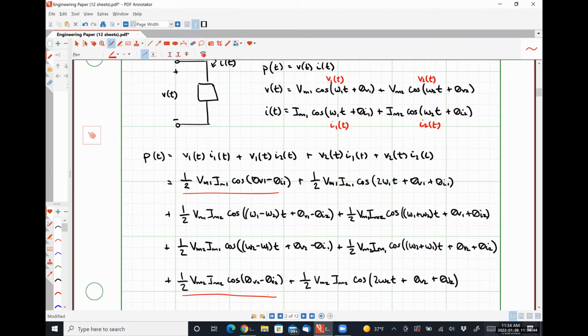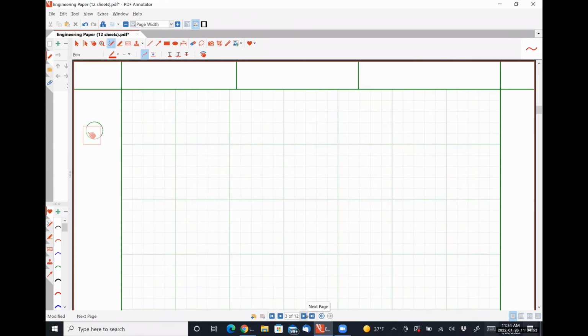Now let's talk about maximum average power transfer. And this will be our last topic for the day.